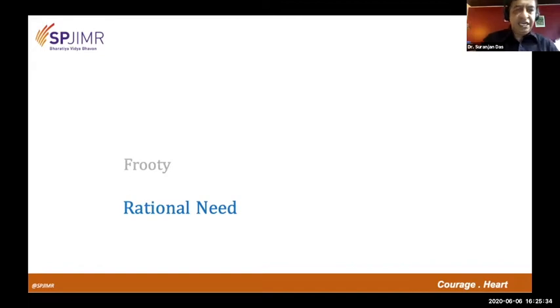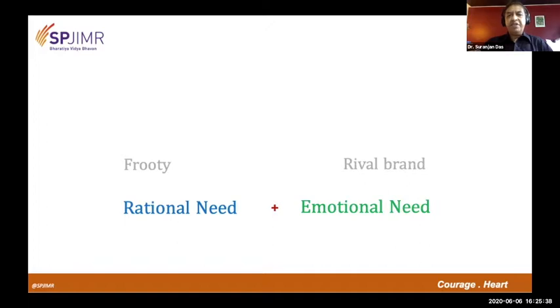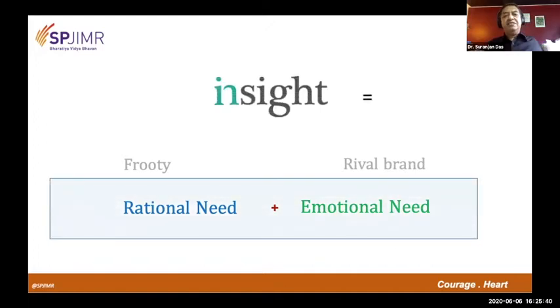Okay, so we say giving fruity, which is sugar-free, was a rational need. The rival brand gave an emotional need. And then we define this word insight. What is an insight? An insight is a combination of a rational and an emotional need. And brands, products, companies, or organizations which look at both of these needs are going to score a point higher.